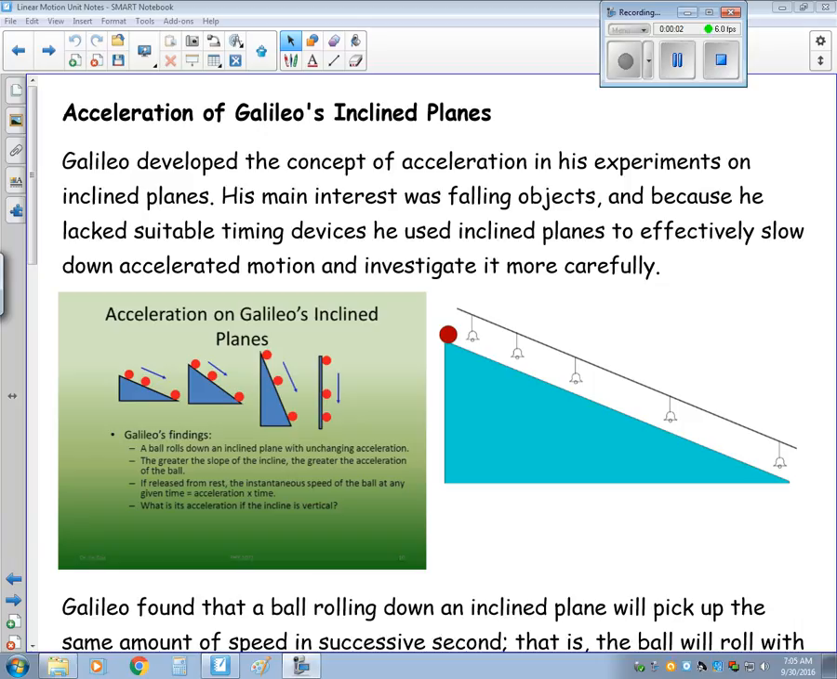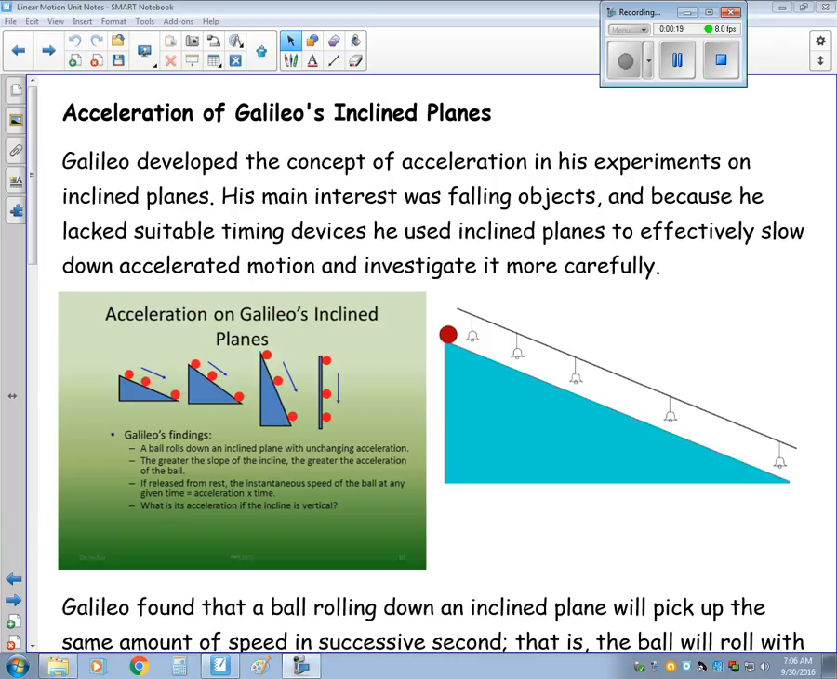This is video 4 for the linear motion unit. So going back to Galileo, Galileo developed the concept of acceleration through his experiments on inclined planes. Now, his main interest was falling objects. Remember the Leaning Tower of Pisa.